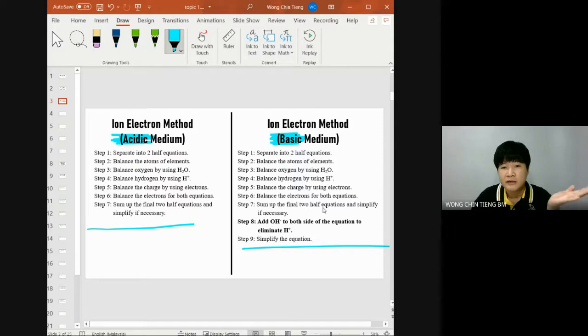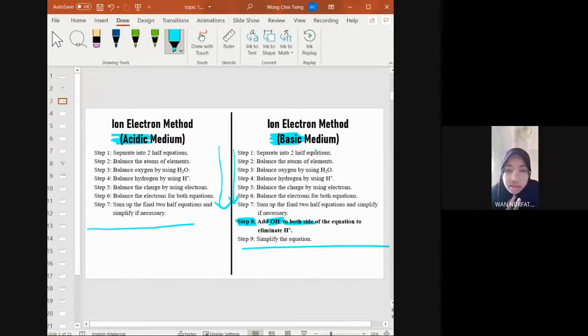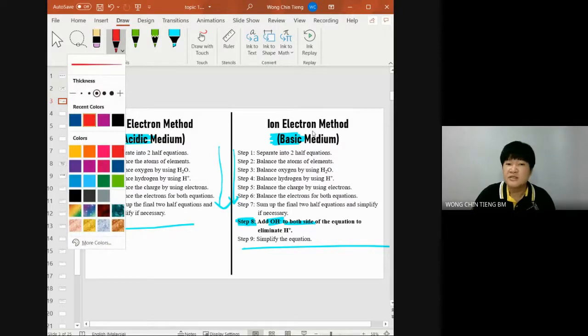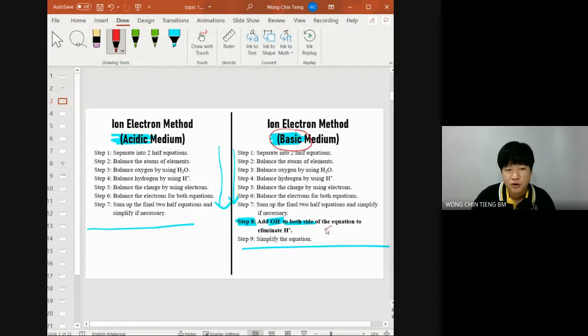So my question over here, any changes? Beza banyak ke? One step. Betul. In your basic medium, there is only one extra step where you are going to add OH minus to both sides of the equation, right? Step 1 until step 7 is exactly the same for both the acidic medium and basic medium. Dengan kata lain, kalau kamu tengoklah mata kasar, rasa-rasa siapa banyak makan lagi? Acidic or basic medium? Basic. Basic medium will definitely give you slightly extra marks because you have this extra one step.